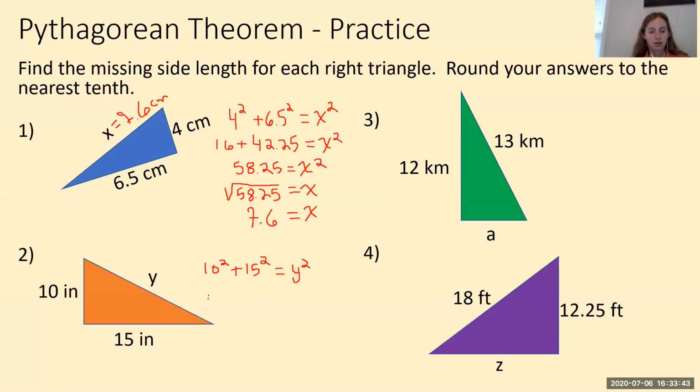10 squared is 100. 15 squared, 225. So 100 plus 225 equals y squared. Now I'm writing out every step of the calculation here.